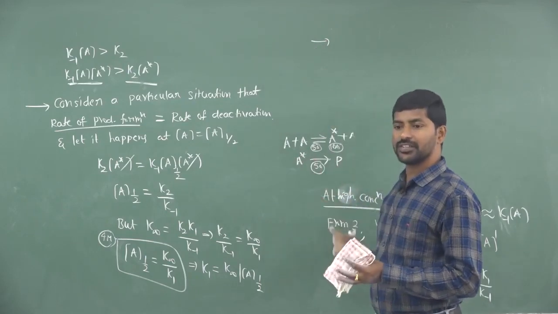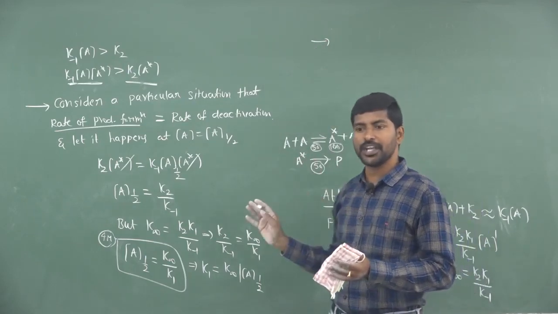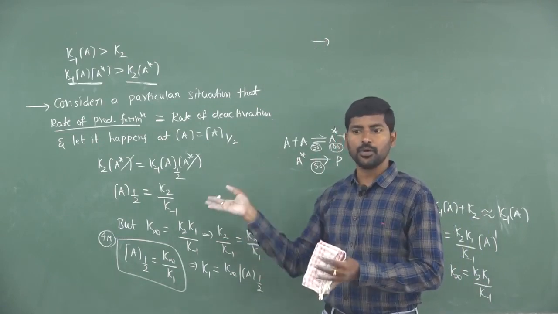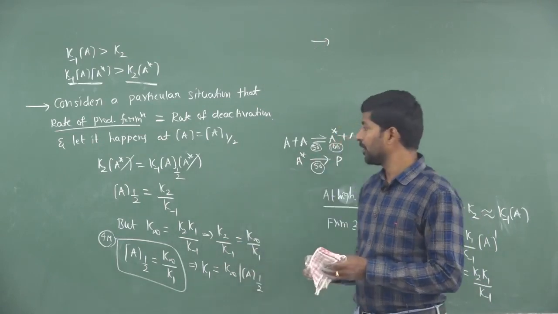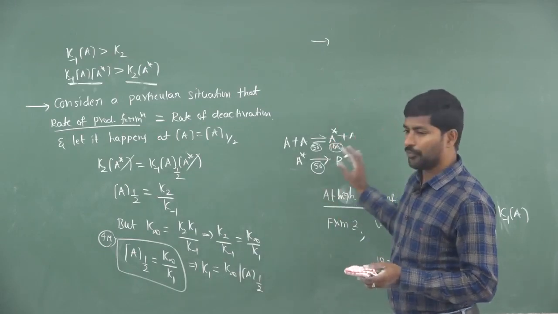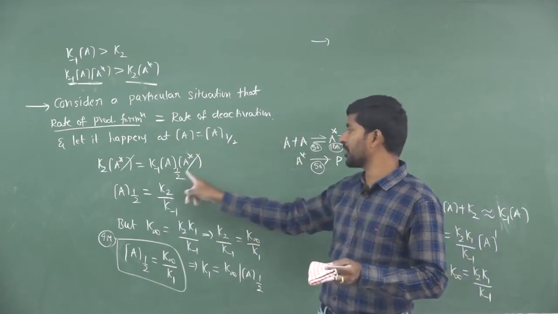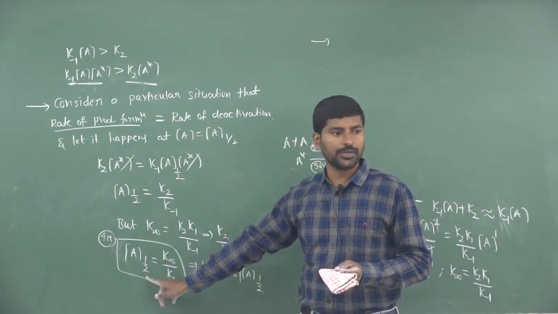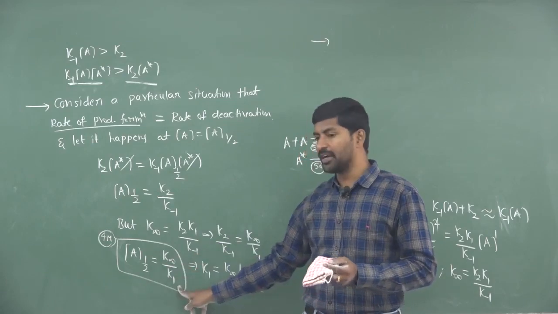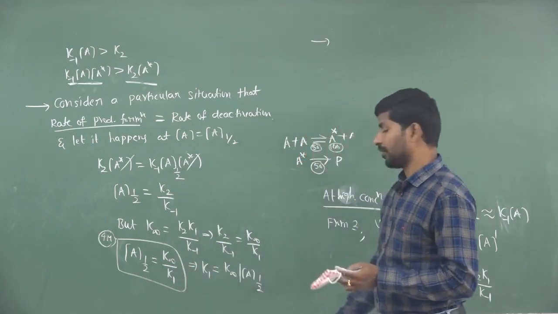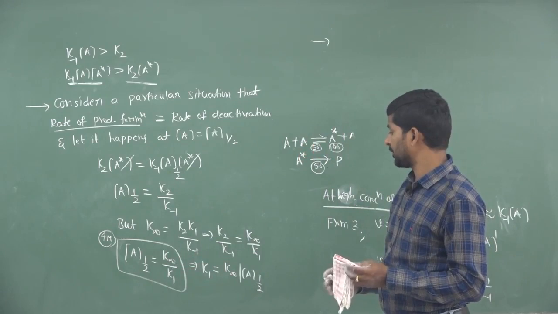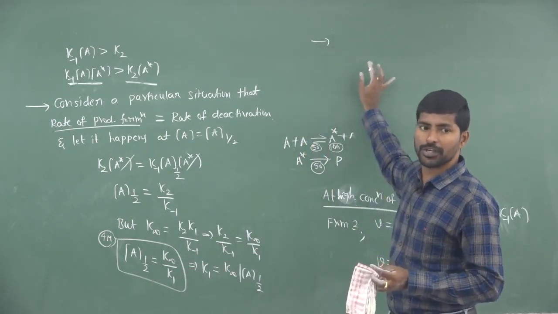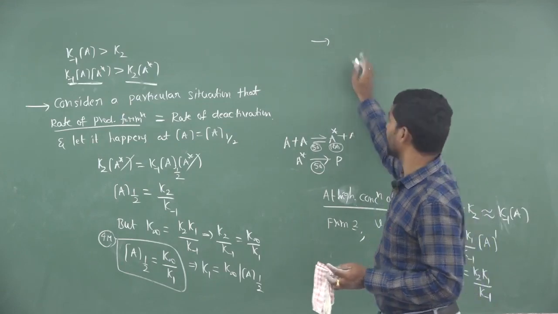We discussed 3 cases: product formation is more compared to deactivation, deactivation is more compared to product formation, and both occur at the same rate. At which concentration of A we get this situation, we indicate as A of, and we also derived the expression for A of, that is nothing but K infinity by K1. At this situation, what about the probability for product formation? 50% only.